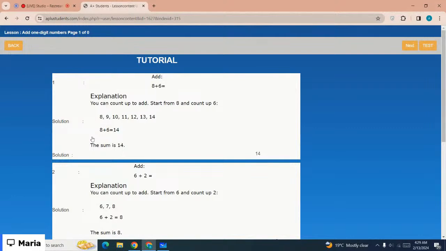So again, you can use any method to add, whatever method you find easy for you. Easiest is the one where you start with the greatest digit and count until the smallest. Like start with 8, count until 6. 8, 9, 10, 11, 12, 13, 14. So 8 plus 6 makes 14, right?